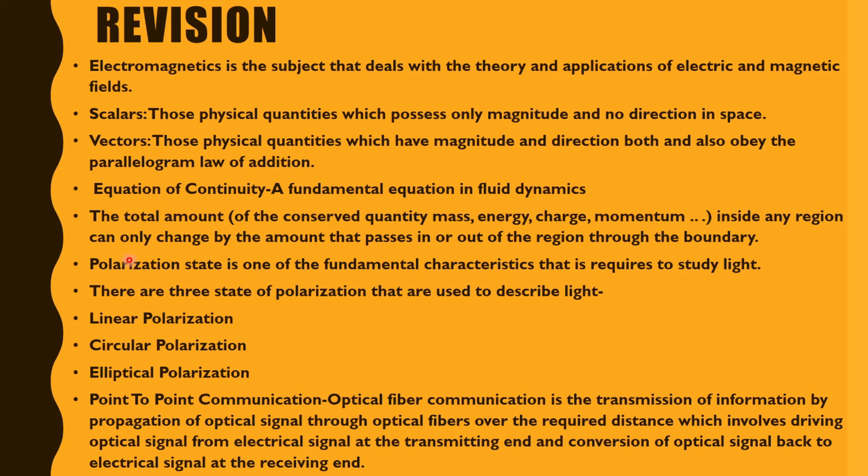Okay. Now next is polarization. Polarization basically is a state which is one of the fundamental characteristics required to study light. Whenever we study about light, we need the state that is polarization. There are basically three states of polarization which can be used to describe light: first is linear polarization, then circular polarization, and the third is elliptical polarization. These three have already been stated in the lecture part, so I am not describing more, I am just giving a glance.